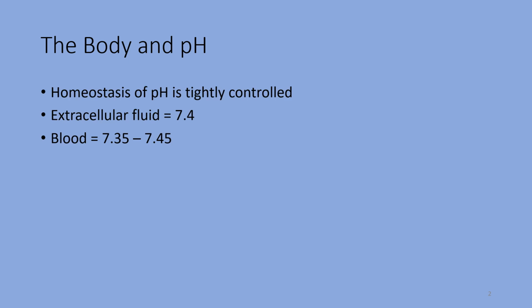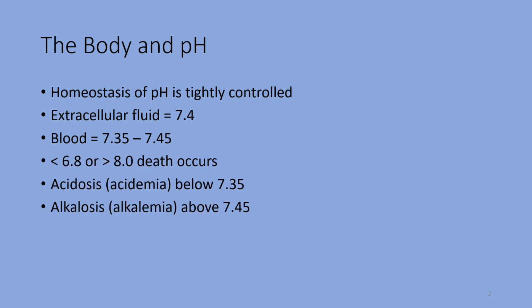The body pH, the pH of the blood and extracellular fluid, is around 7.4. If the pH is less than 6.8 or more than 8, it produces death. If the pH is less than 7.4, it is called acidosis. More than 7.4 is called alkalosis.